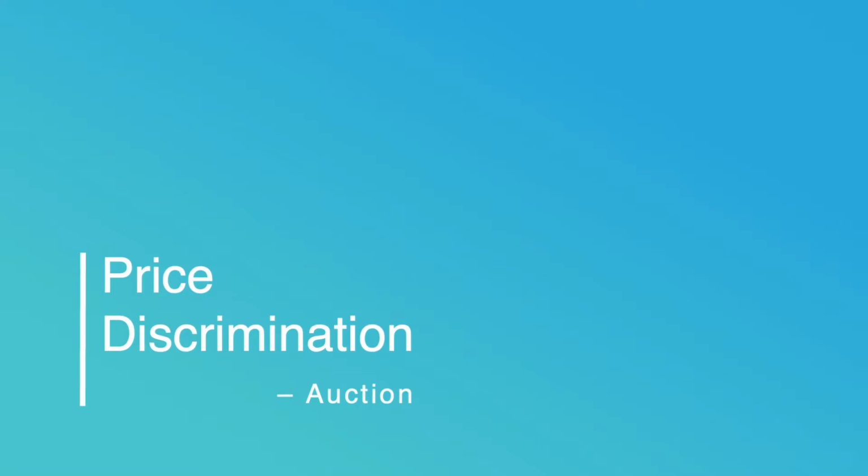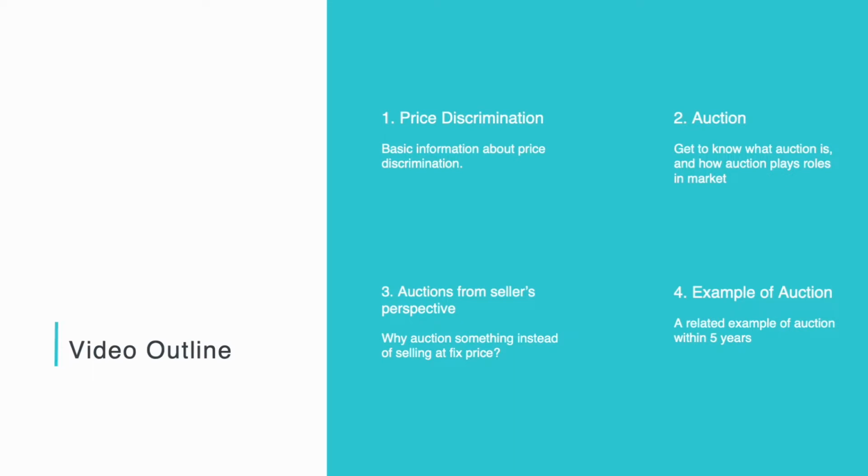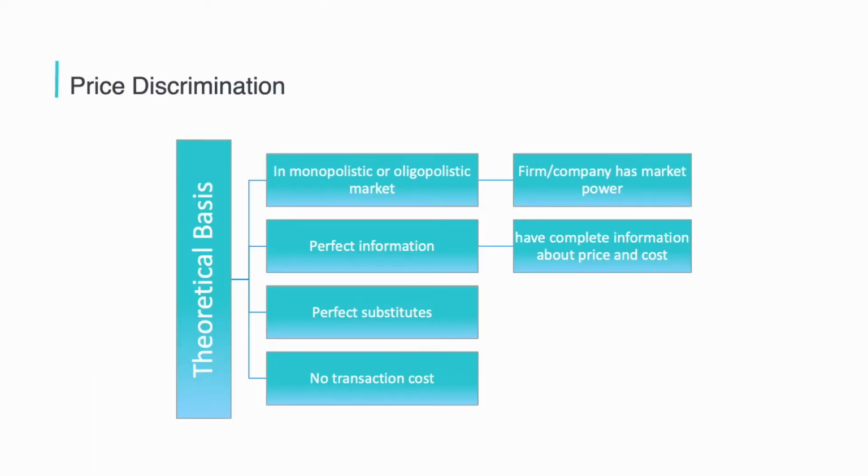Well, first, let me introduce the outline of the video. There are totally 4 parts of the content, where initially I am going to introduce the basic information about price discrimination. And that includes the first one, the price discrimination we are talking about in monopolistic or oligopolistic markets, that a firm or the company has market power.